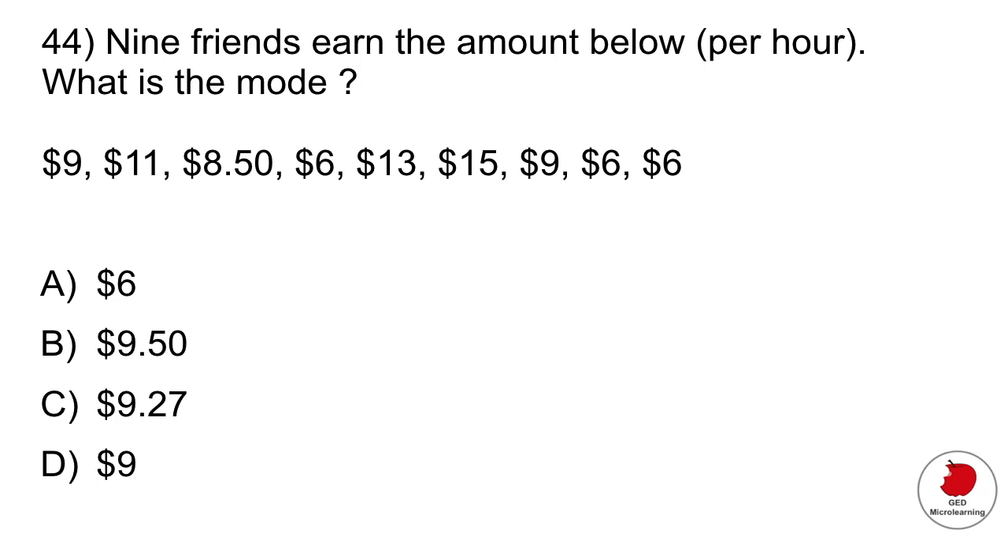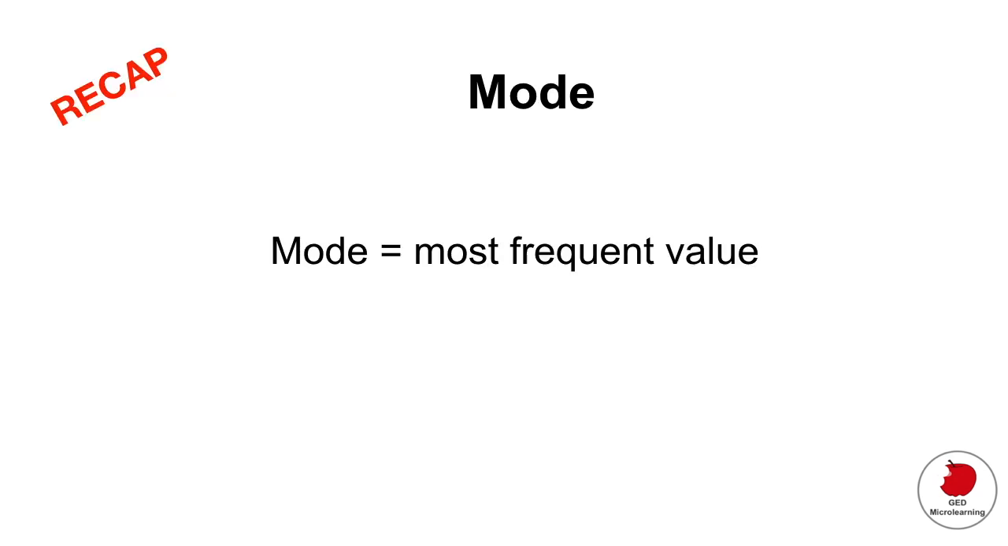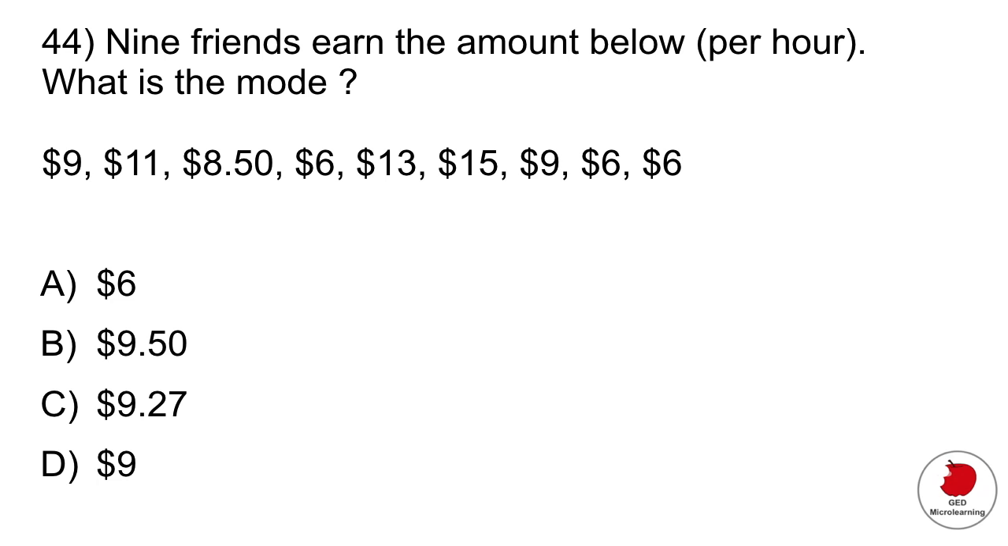I could ask you the same question, but now I can ask you what is the mode instead of what is the median. All right, and the mode, remember, is the most frequent value. So all you have to do, this is pretty easy, is go through the numbers and select the most common value. In this case, it's 6, which is option A.